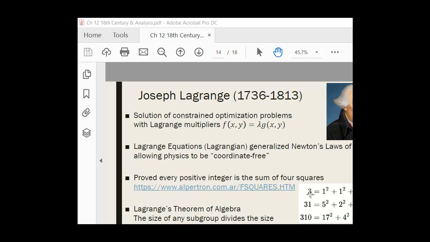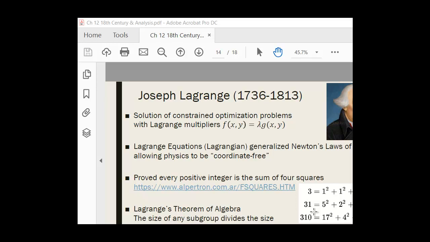And then a couple of other things that he did from different areas of math. Here's 3, and here's how it can be written as the sum of the squares of 4 integers. Here's 31 and how it can be written, 310 and how it can be written. And if you pick other integers, 257 and so on, it turns out you can do this.